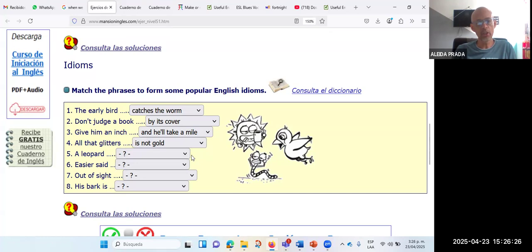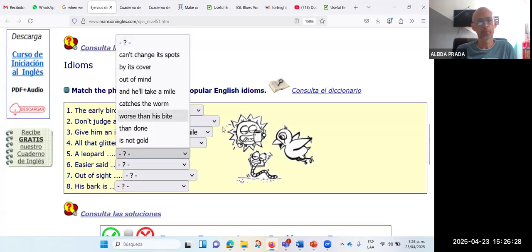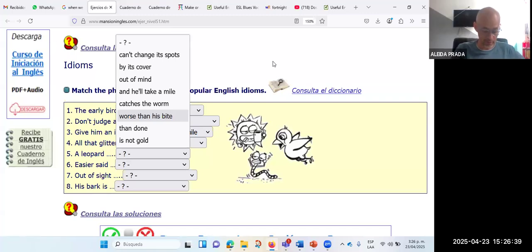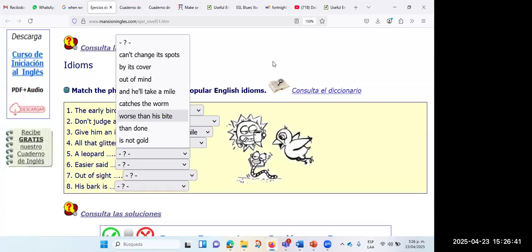And number 5, a leopard. This is very easy. The leopard. My goodness, I am very bad in these popular English idioms. A leopard, by its color.